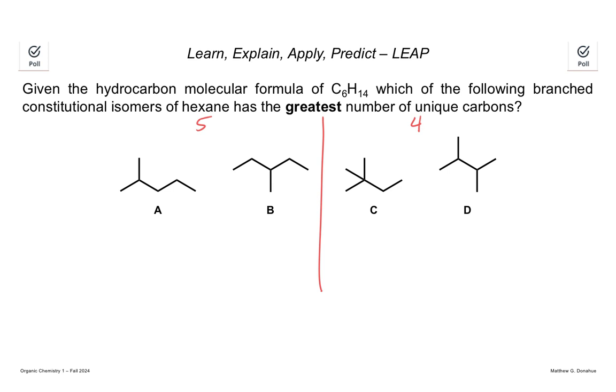Anybody got an answer? Yeah. C? No, that. There's some A's. How many unique carbons does A have? 4 is a bit shy. 5.